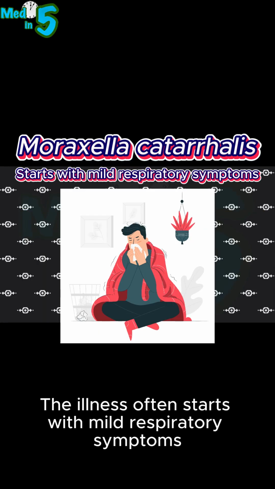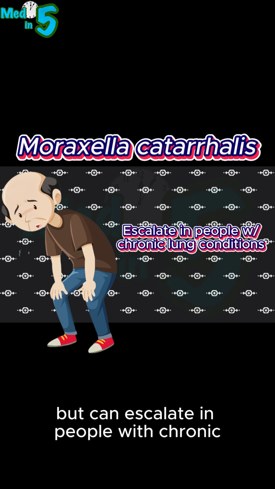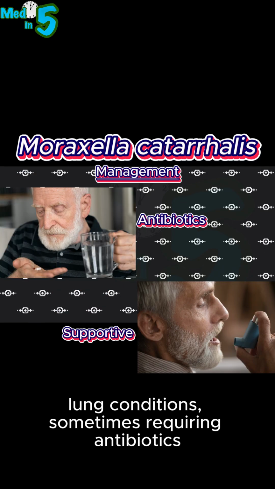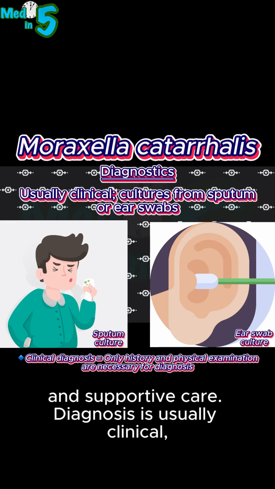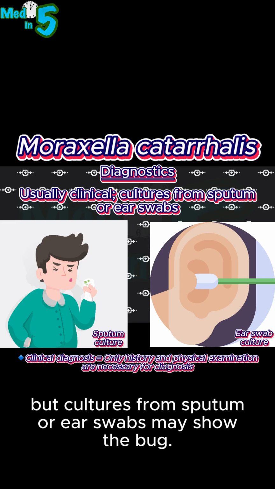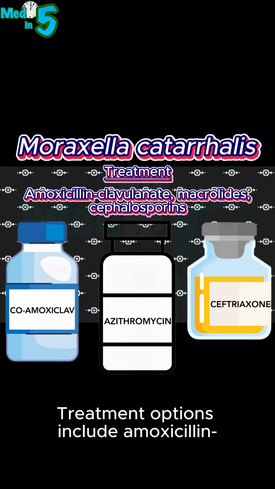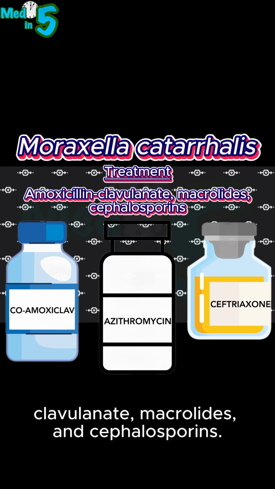The illness often starts with mild respiratory symptoms but can escalate in people with chronic lung conditions, sometimes requiring antibiotics and supportive care. Diagnosis is usually clinical, but cultures from sputum or ear swabs may show the bug. Treatment options include amoxicillin clavulanate, macrolides, and cephalosporins.